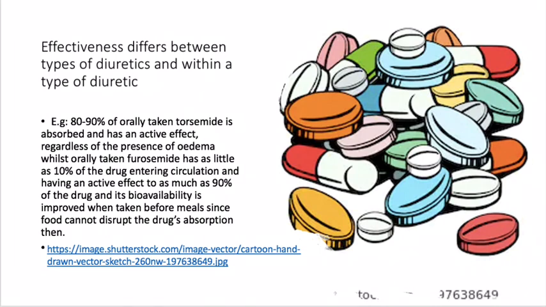The effectiveness of orally taken diuretics differs depending on the exact diuretic. For example, the bioavailability of the diuretic torsemide when orally taken is extremely inconsistent, being poorly absorbed due to the substantial hepatic elimination it undergoes. In contrast, some diuretics such as furosemide have extremely variable bioavailability. That is, the proportion of the drug that enters circulation and has an active effect varies extremely.